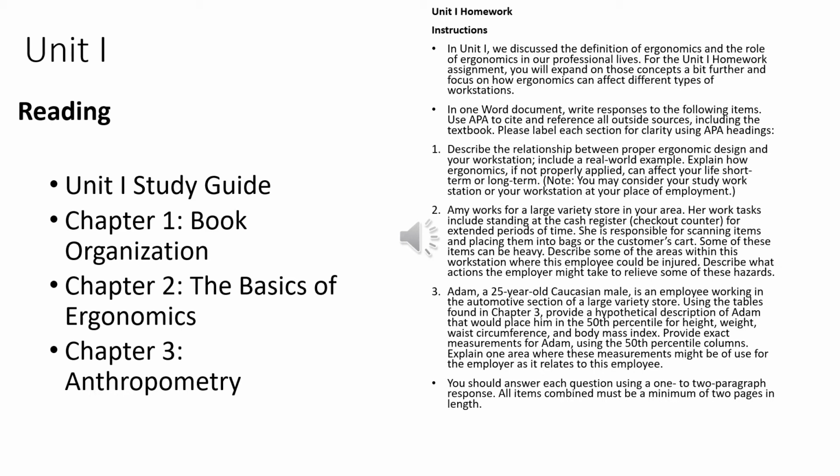Number 3, Adam is a 25-year-old Caucasian male and is an employee working in an automotive section of a large variety store. Using the tables found in Chapter 3, provide the hypothetical description of Adam that would place him in the 50th percentile for weight, height, and waist circumference and body mass index. Provide exact measurements for Adam using the 50th percentile columns. Explain one area where the measurement might be of use for the employer as it relates to the employee.